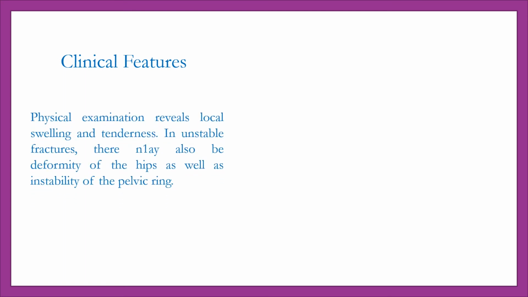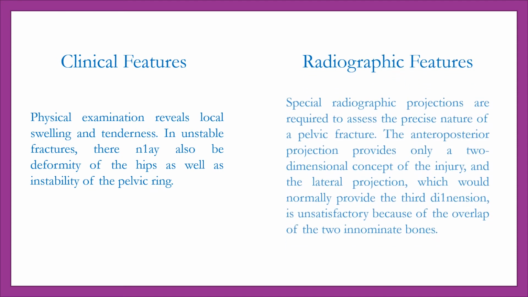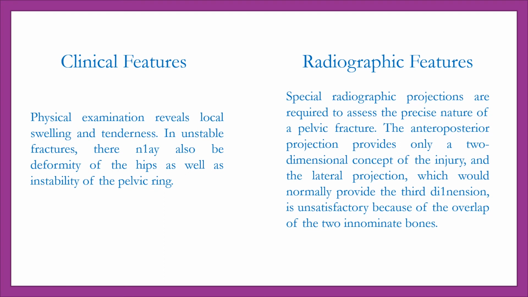Clinical features. Physical examination reveals local swelling and tenderness. In unstable fractures, there may also be deformity of the hips as well as instability of the pelvic ring. Radiographic features. Special radiographic projections are required to assess the precise nature of the pelvic fracture. The anteroposterior projection provides only a two-dimensional concept of the injury, and the lateral projection, which would normally provide the third dimension, is unsatisfactory because of the overlap of the two innominate bones.